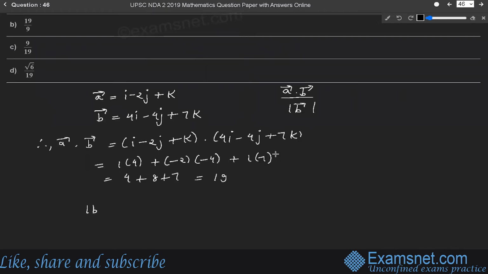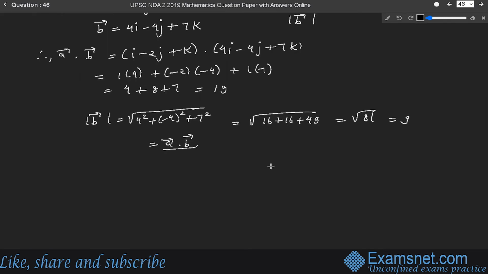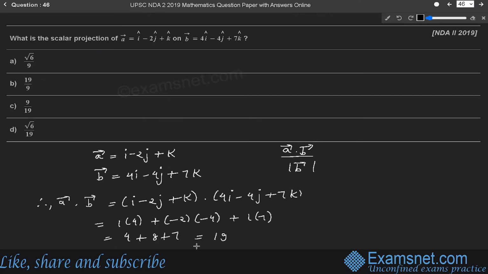And modulus of B vector will be equal to under root of 4 square plus minus 4 square plus 7 square. So it will be equal to under root of 16 plus 16 plus 49, which is equal to under root of 81, which is again equal to 9. Therefore, the projection of A vector on B vector will be equal to A vector dot B vector divided by mod of B vector. So substituting the values, this will be equal to 19 upon 9. Hence, we can say that the correct answer for this question is option number B here, which is 19 upon 9.